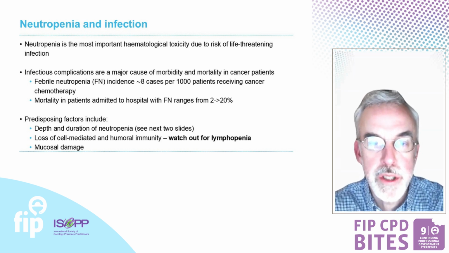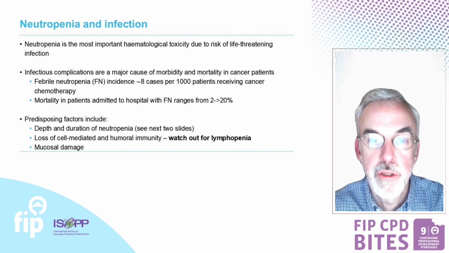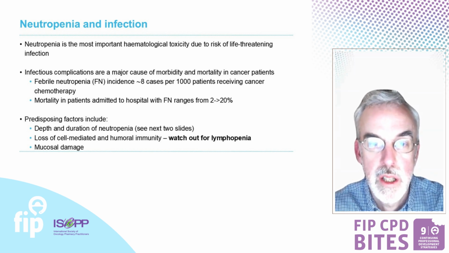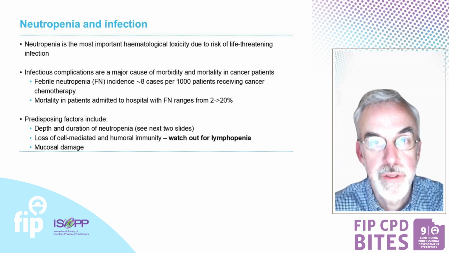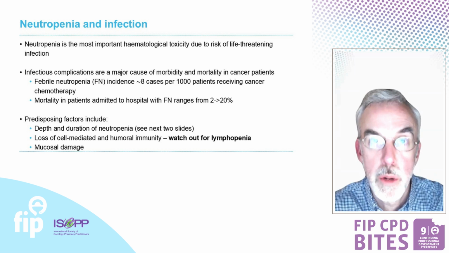Neutropenia is the most important hematological toxicity due to the risk of life-threatening infection. As you can see, febrile neutropenia is relatively common in patients receiving chemotherapy, and in those patients who are admitted to hospital with febrile neutropenic episodes, the mortality is significant.